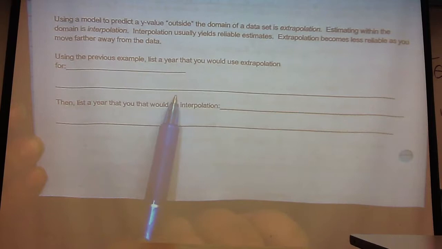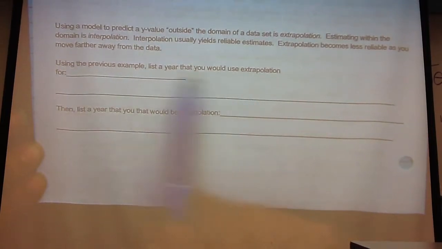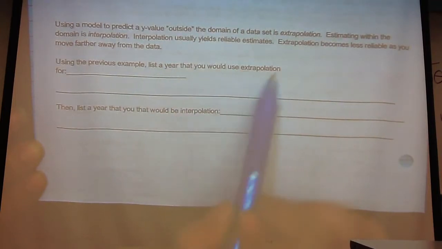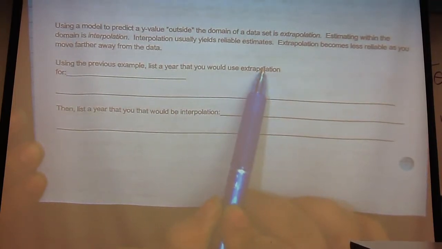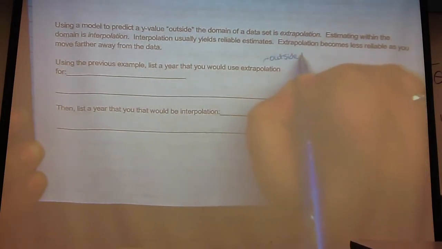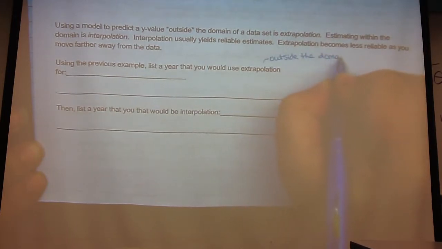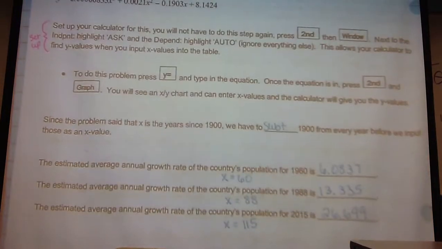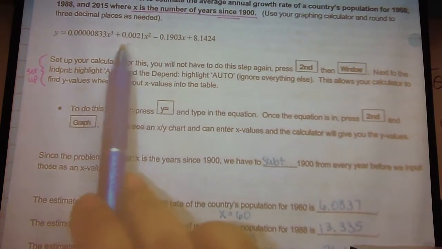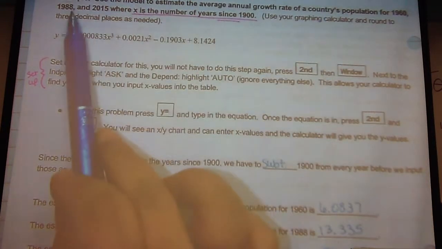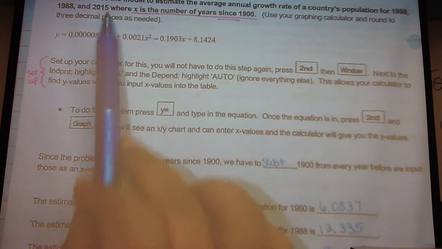Sorry this messed up, I don't know what I did, put too many something. But using the previous example, let's list a year that you would use extrapolation for. So extrapolation is going to be outside the domain. Alright. So domain, is that X values or Y values? X, good. So if I go back up to this, my X values, or things that I put in, were 1960, 1988, and 2015. So what are those?